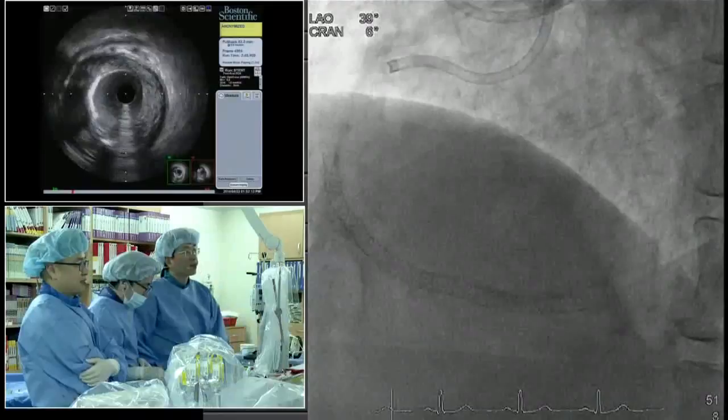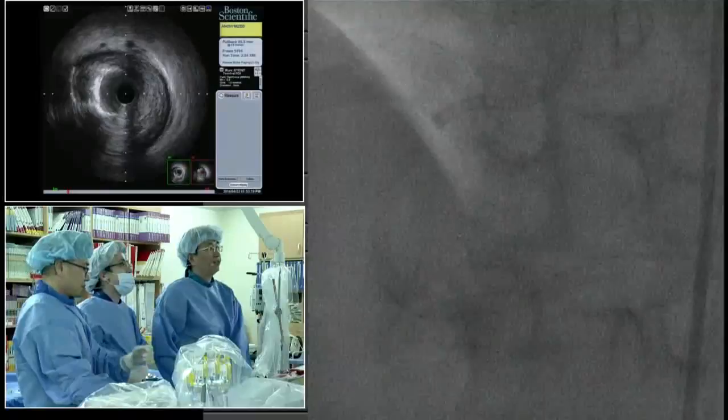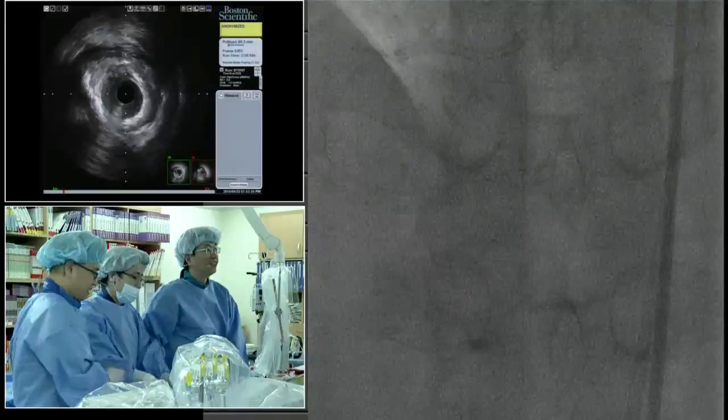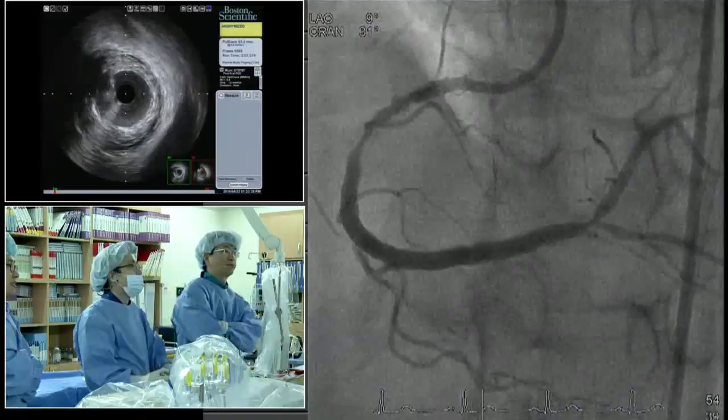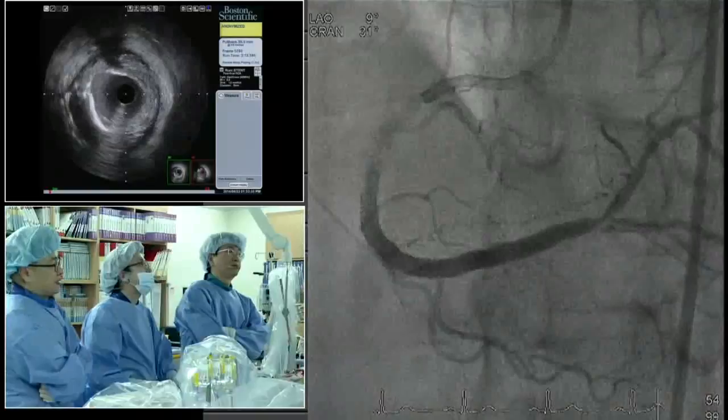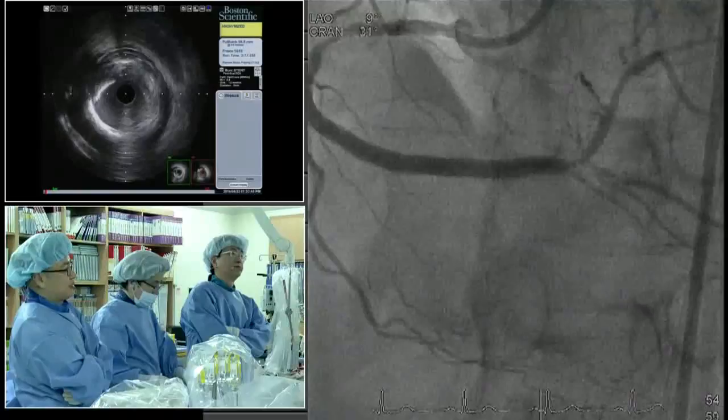I think it depends on the operator right now. So we punted a little bit, but probably stent the proximal thing, kissing balloon distally, and then put a stent in the continuation of the right. More views, it looks like a better and better idea. Yeah, I think the continuation of the right is the larger branch distally. So double wire down there.